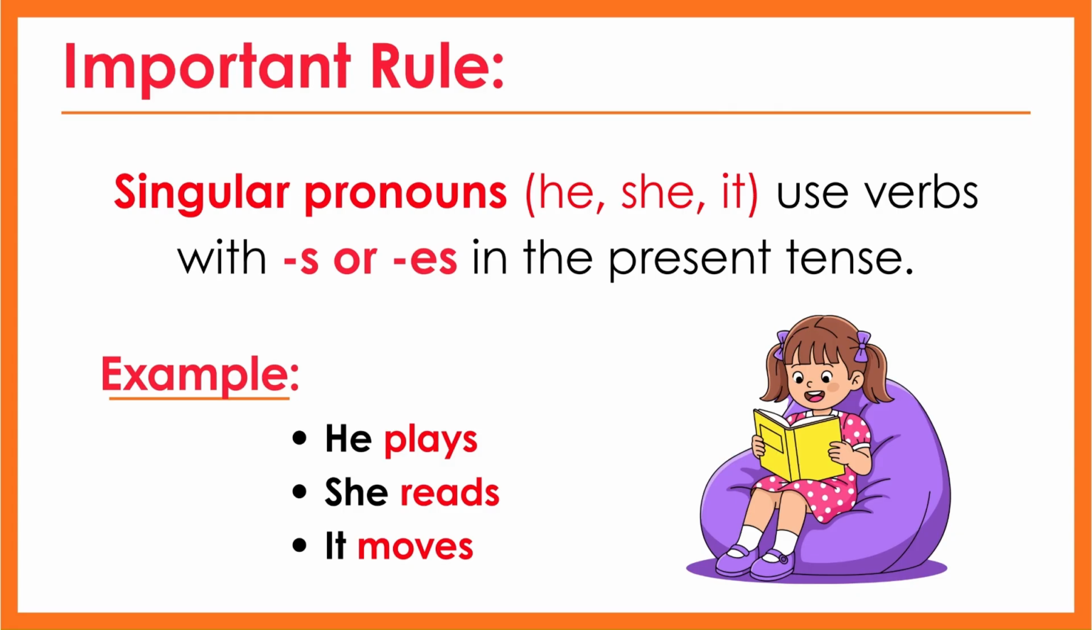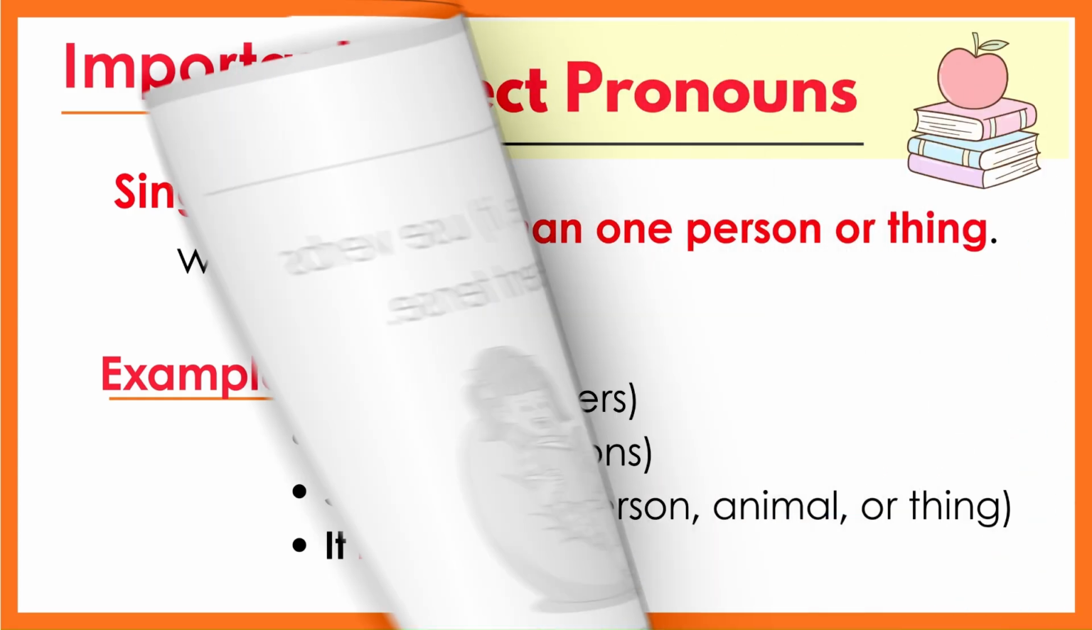Singular pronouns such as he, she, it, use verbs that end in s or es in the present tense. Let us look at the examples. He plays. She reads. It moves. Note that when the subject is singular, the verb usually adds s or es in the present tense.